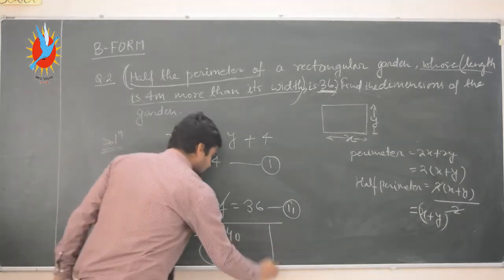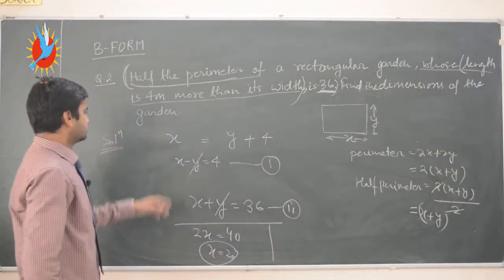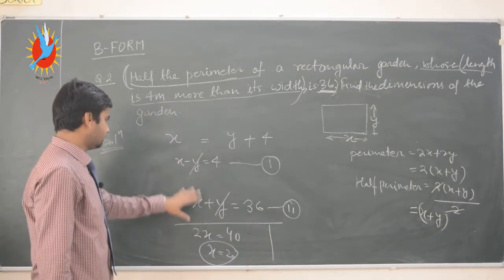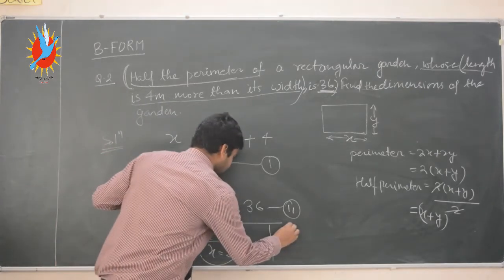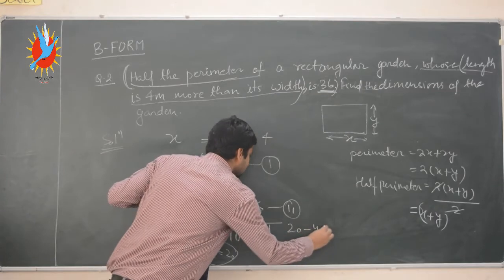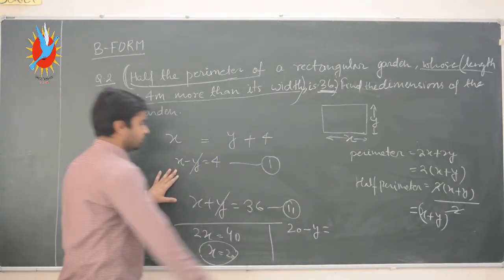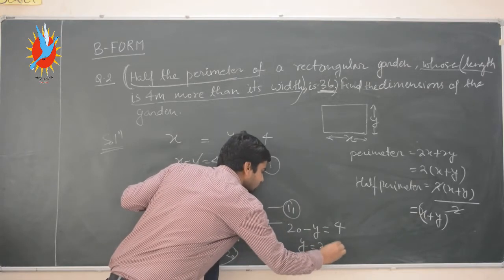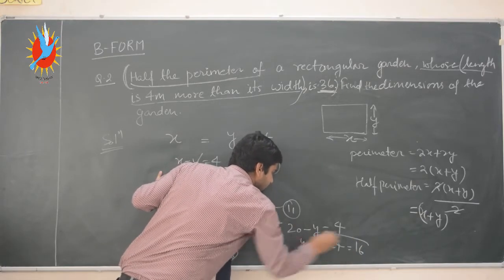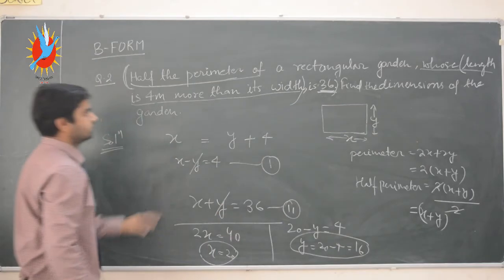Now we want to calculate the value of y. Put this x equal to 20 in expression 1. So we will get 20 minus y equal to 4, or y will be equal to 20 minus 4, that is 16. So the value of y is 16.